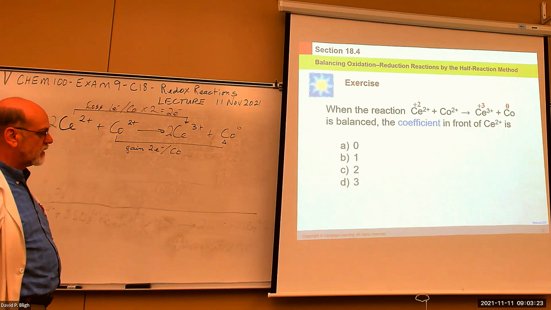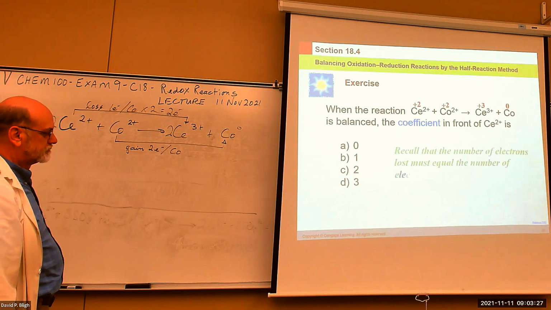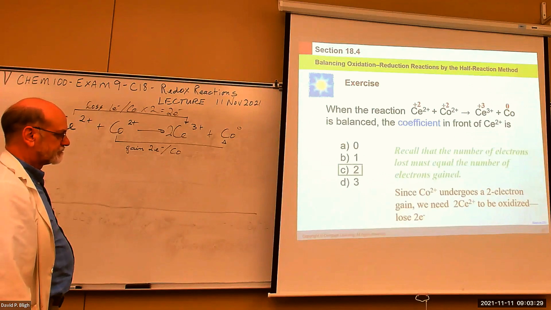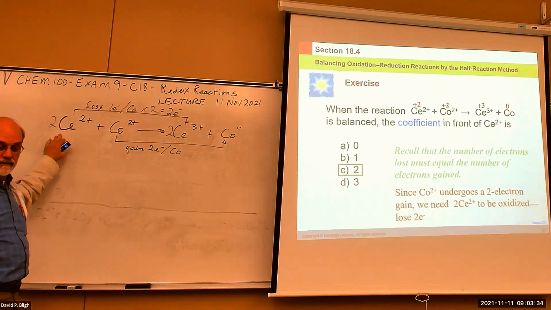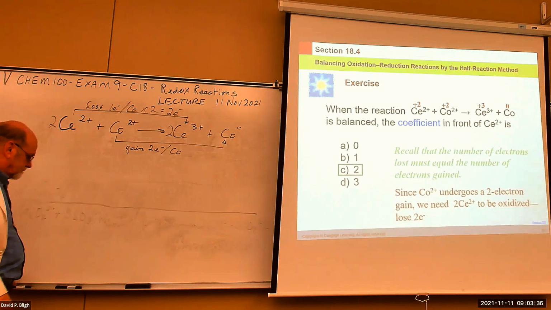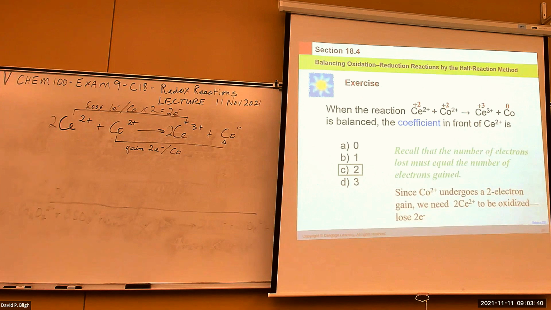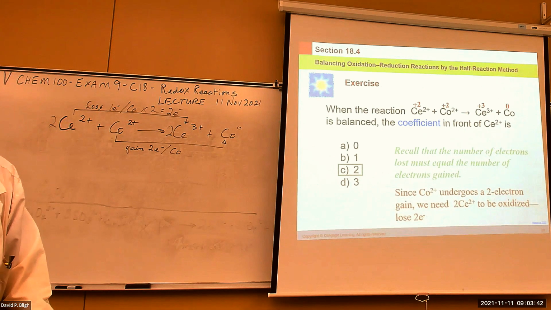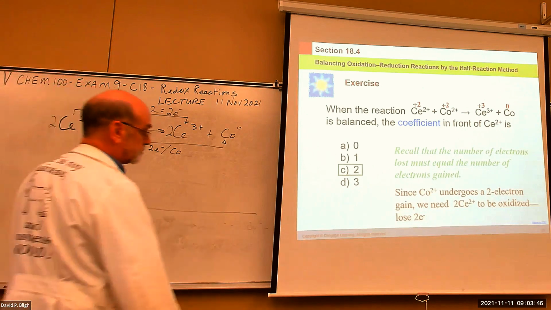Let's see. Come on. There we go. Okay, so the coefficient here is 2. We didn't have to go through the half reaction process to do this. We could have, but we didn't need to.